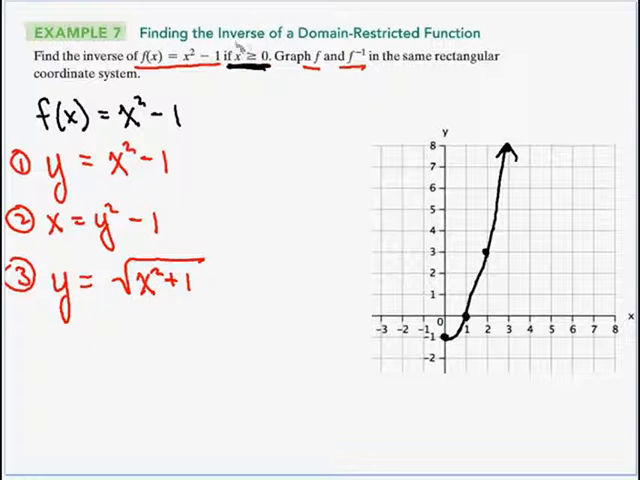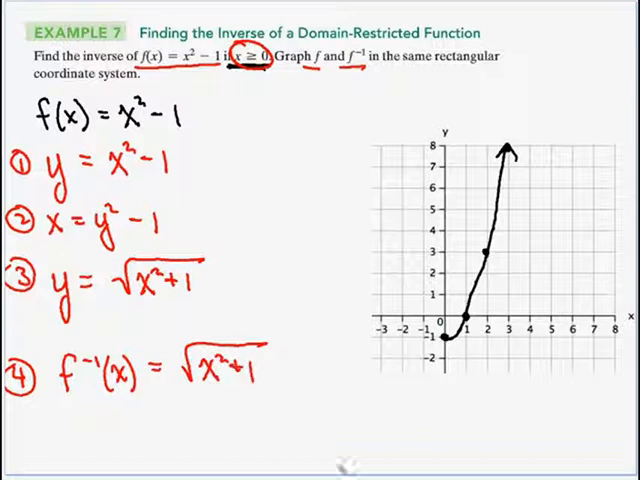And again, we are domain restricted. The x's are only the positive ones here. So do we need the plus minus? No, we're only going to be worried about the positive answers. And we replace the y with f inverse. And that's the square root of x plus 1.